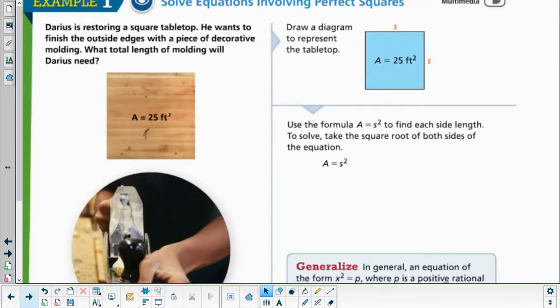All right. So this is a real life example. Darius is restoring a square tabletop. He wants to finish the outside edge with a piece of decorative molding.